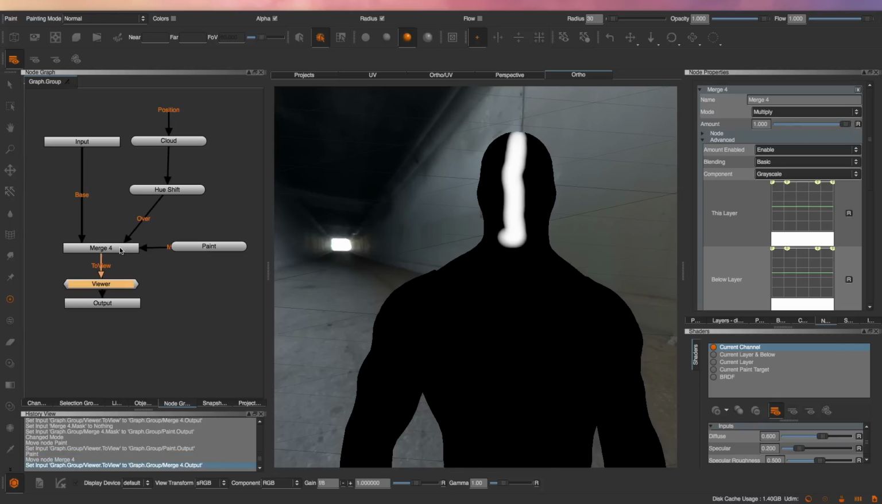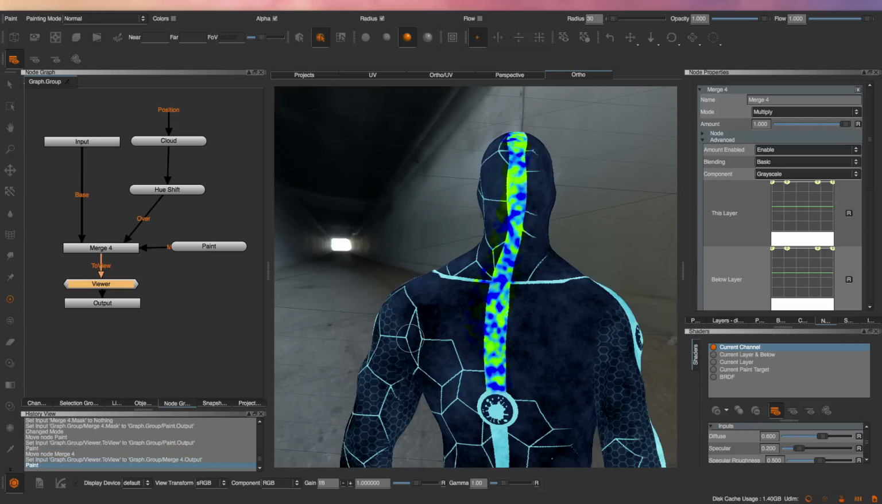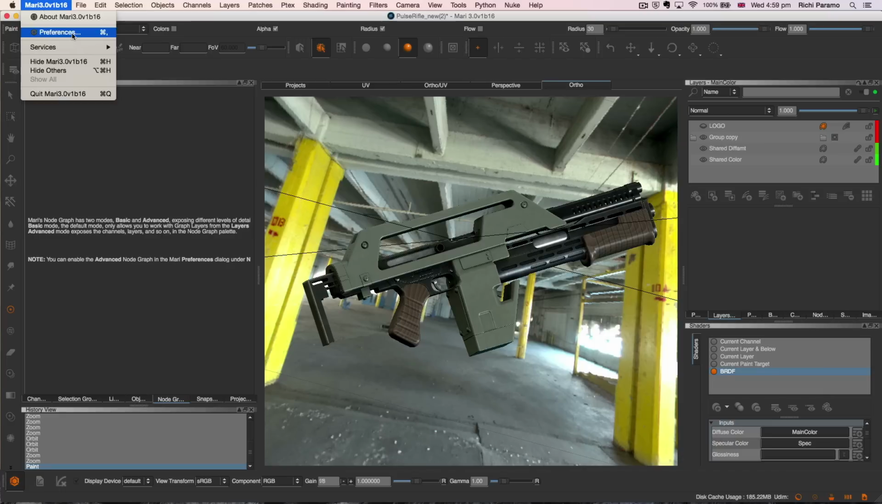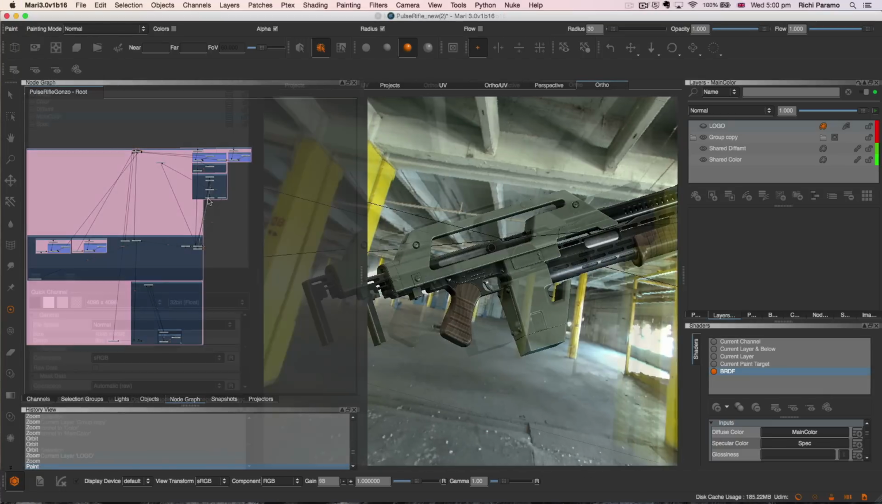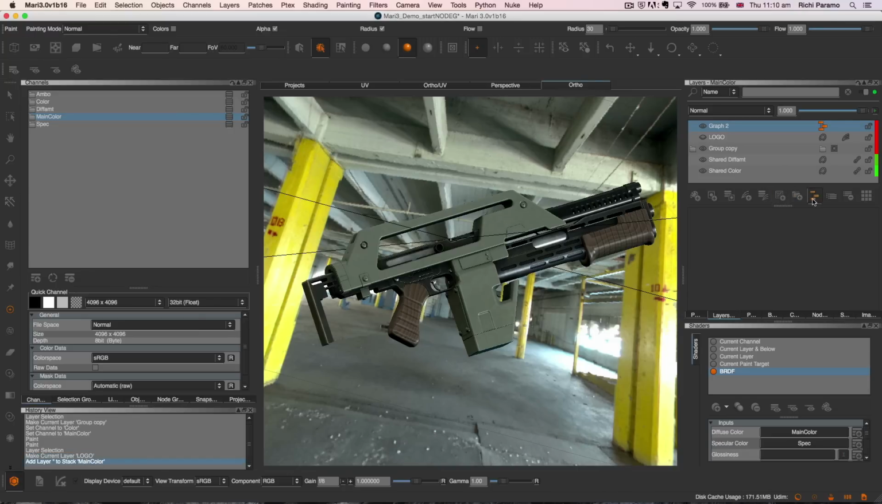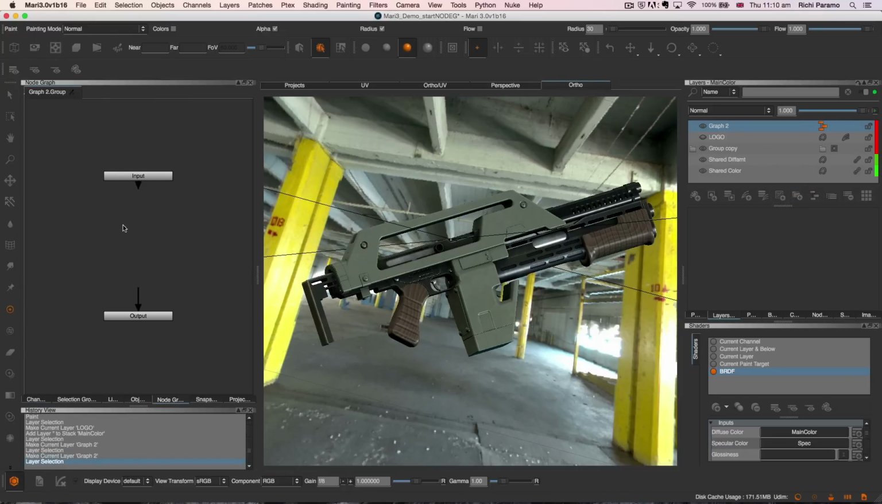The way we decided to implement the node graph system in Mori 3 is with two levels of use. We have the advanced mode, which opens full access to all aspects of Mori. And then there is the graph layer, which is the easiest way to access the node graph system and works as a mini graph that sits in the layer stack. The graph layer combines the two workflows to give the artist the benefit of both approaches.